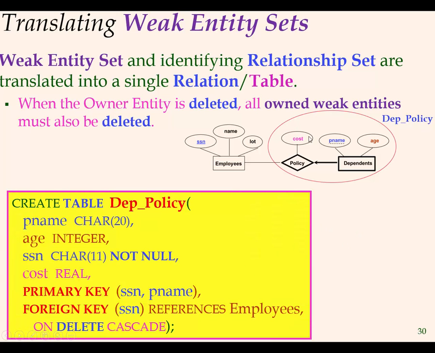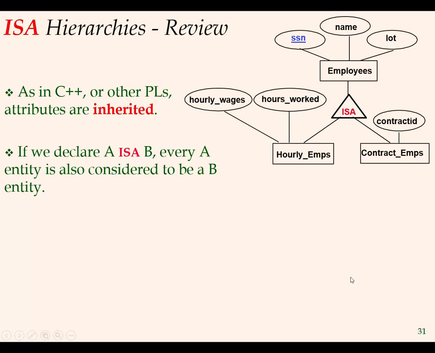So let's look at this department policy. So here's PNAME, here's age, here's SSN that I pull from the connecting entity set, here's the descriptive attribute. The only difference, the primary key is SSN together with the PNAME. And again, SSN is a foreign key, and I can specify what I want to do for many to one.